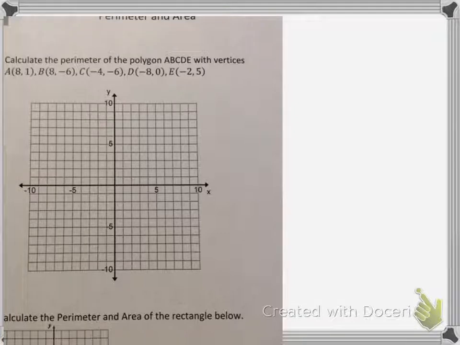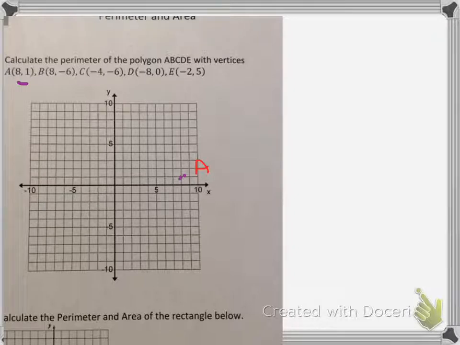So let's just kind of graph this and let's see what it's going to look like, and then we'll start working on finding the perimeter by finding the distance between all of the sides. So our first ordered pair is at 8, 1. So 5, 6, 7, 8, 1. I'm kind of right here. It's hard for me to get a point on this iPad. So 8, 1. This was point A.